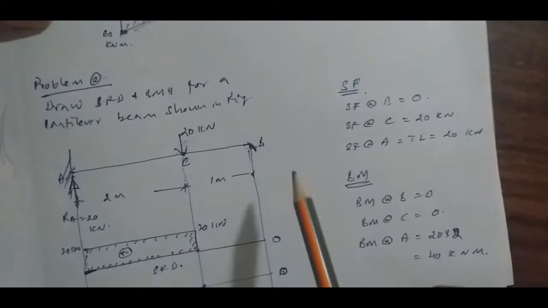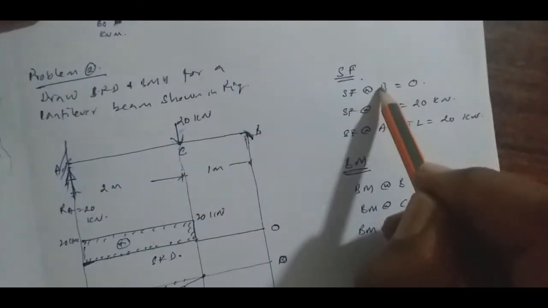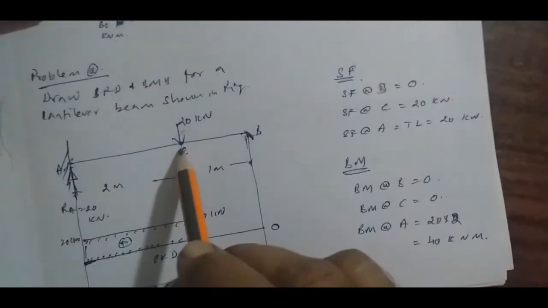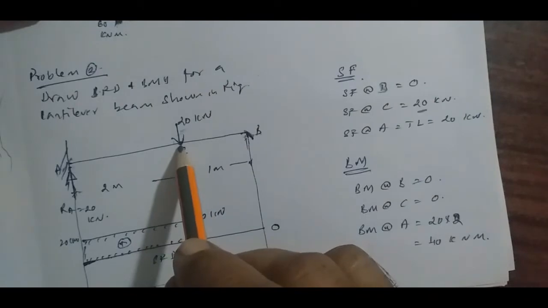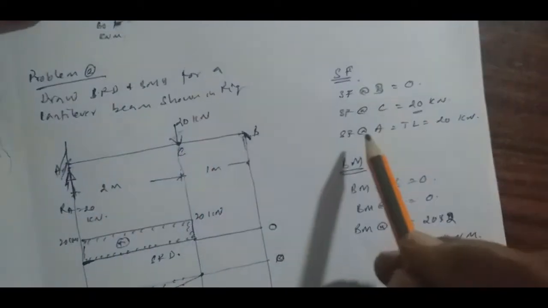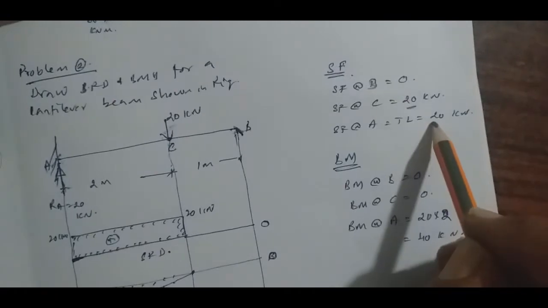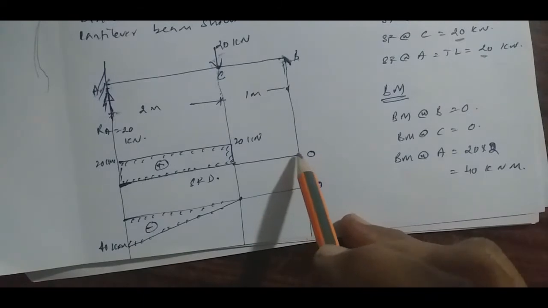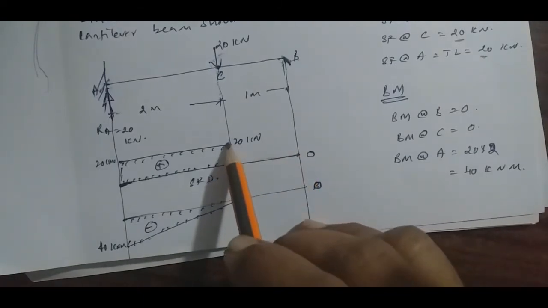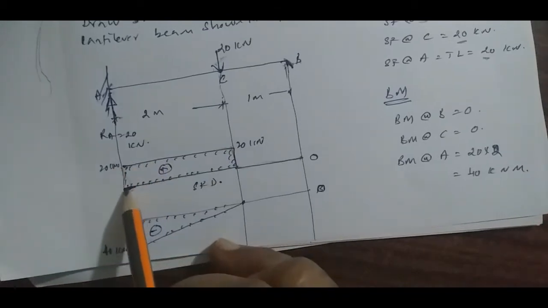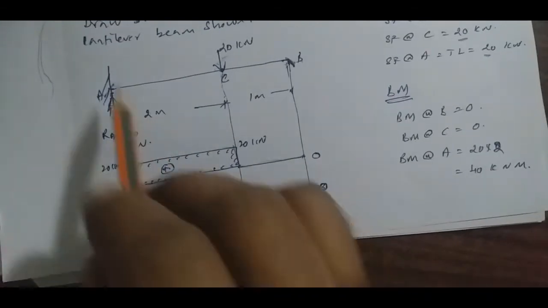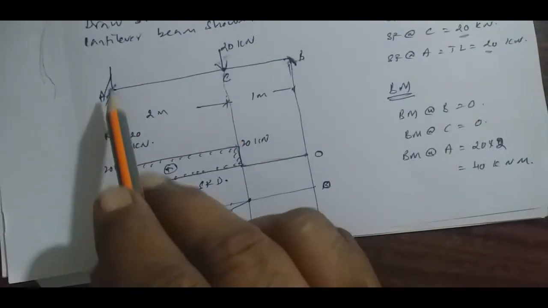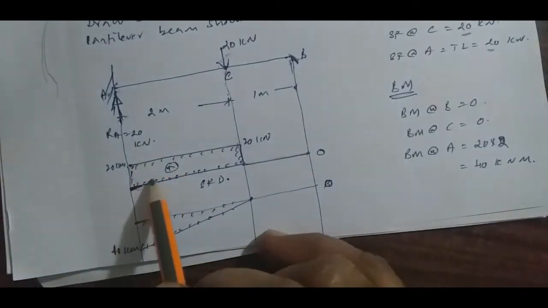At B there is no loading, so the load is 0. At C, 20 kilonewton is acting. At A, the load on that side is also 20 kilonewton. So drawing the shear force diagram: here it is 0, and here it is 20, continue up to the next point and bring it down. We are making a positive shear force because in a cantilever beam the right side is downward and the left side upward, so it is a positive shear. So we mark it above the line.